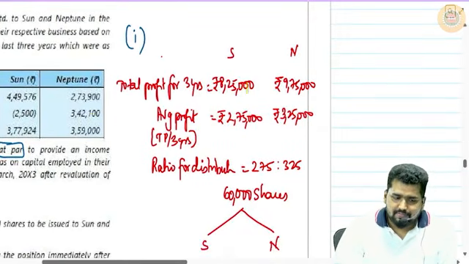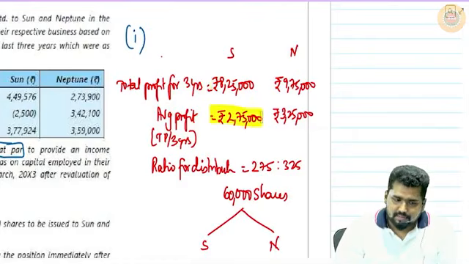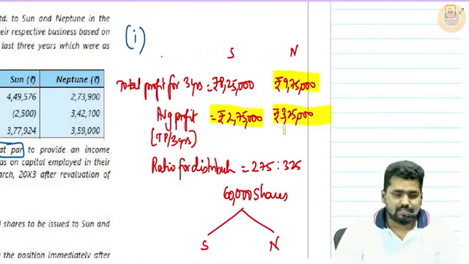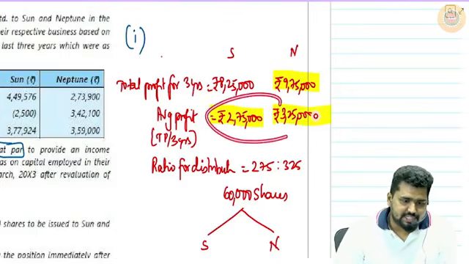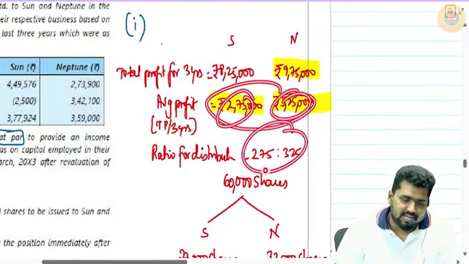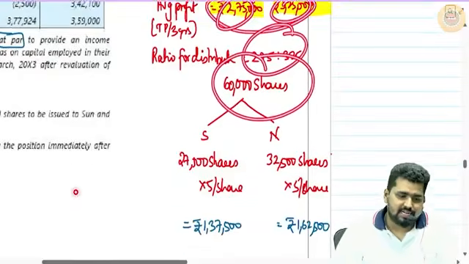So 825 divided by 3 years is 275. 975 divided by 3 years is 3,25,000. On this basis only, in this ratio only, 275 is to 325, I have to divide the equity shares to Sun and Neptune Limited.